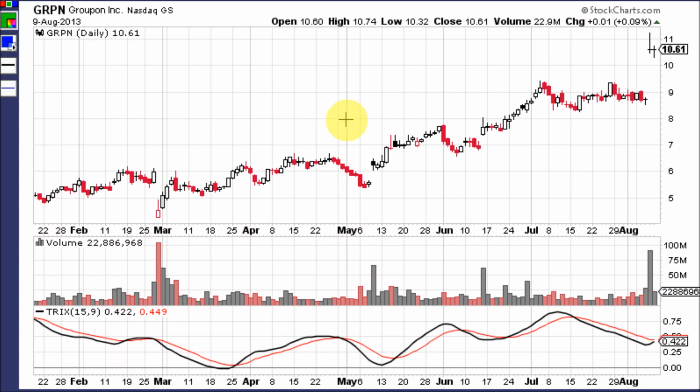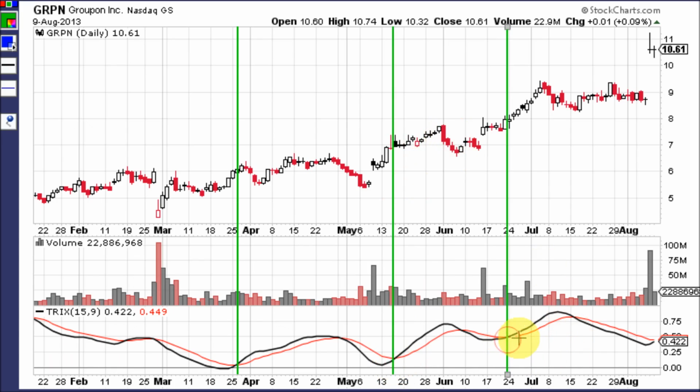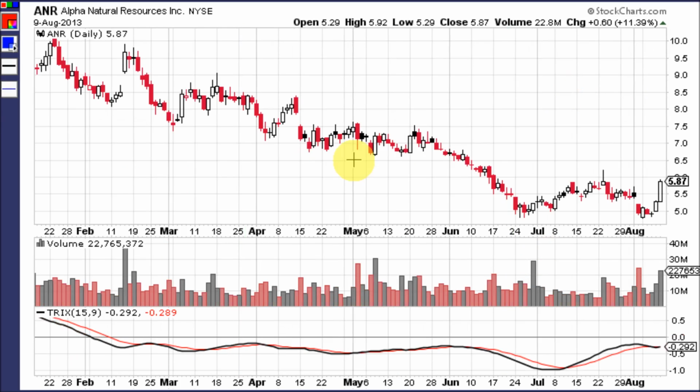Now when a stock is in a serious uptrend like GRPN is, the Trix will remain above the 0 line. And if you're looking for an entry, look for these signal line crossovers where Trix drops below the signal line, then crosses back up through it. The stock goes up a little. That one didn't work so great. Let's try this one. Okay, that one works a lot better, from $7 to $8. Here's another one that works great. Trix drops below the signal line, crosses back up through it. Stock runs from 8 to about 9.50.